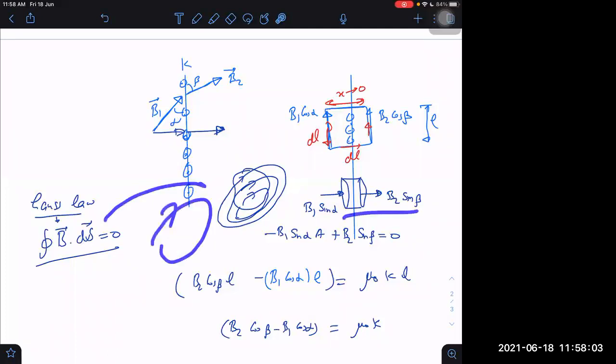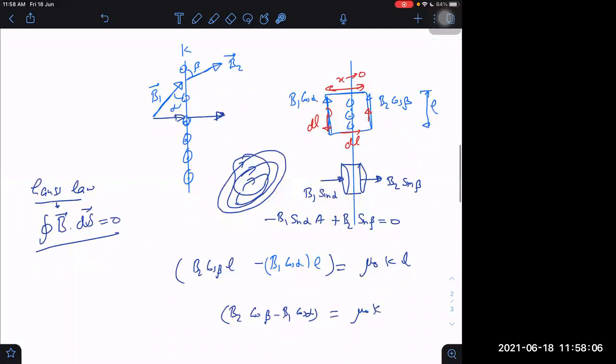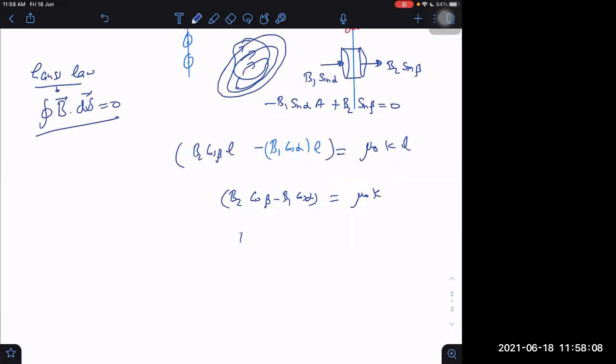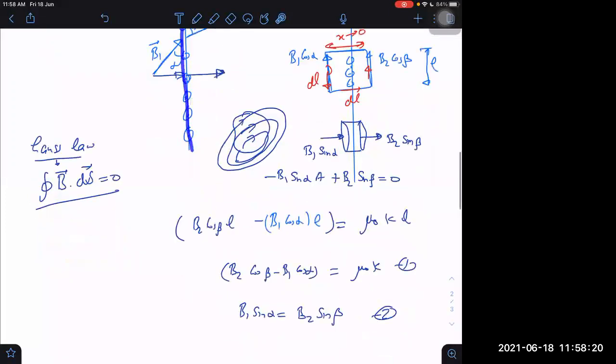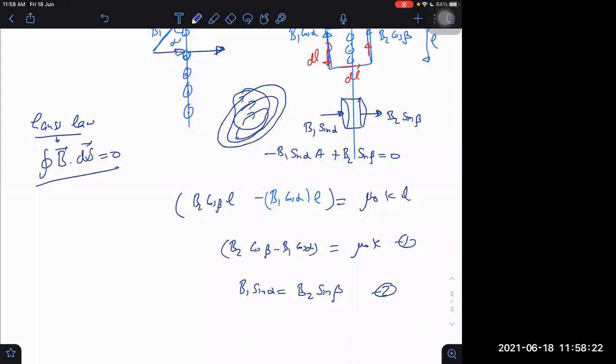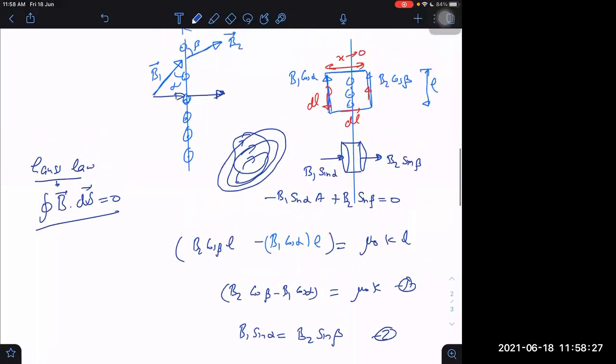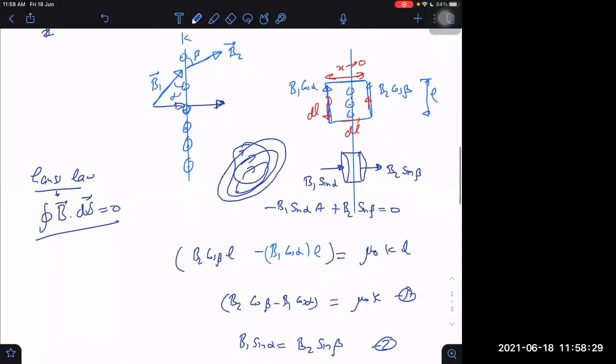If I use that, then I'm getting B1 sin alpha is equal to B2 sin beta. Another relation. One relation, second relation. My purpose was actually not to get the relation. My purpose was to find out the force. We will come to that, but I'm just analyzing it thoroughly. These fields are not independent of each other. Anyway, coming to the force now.